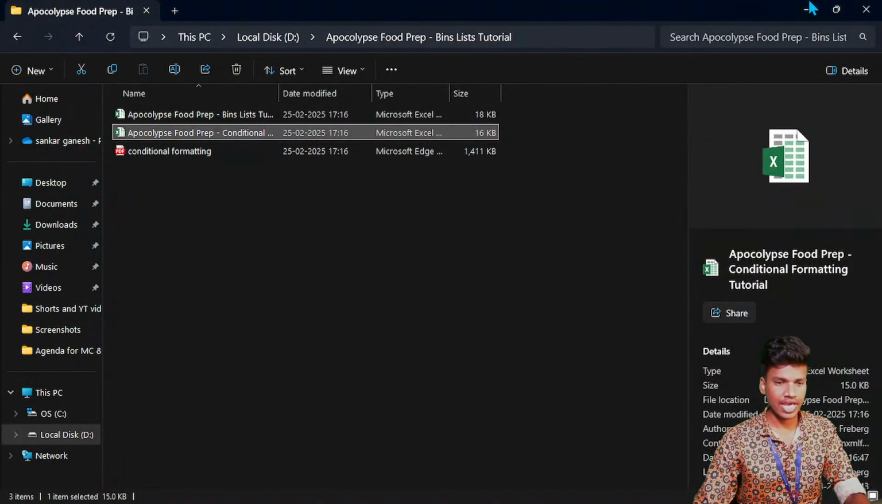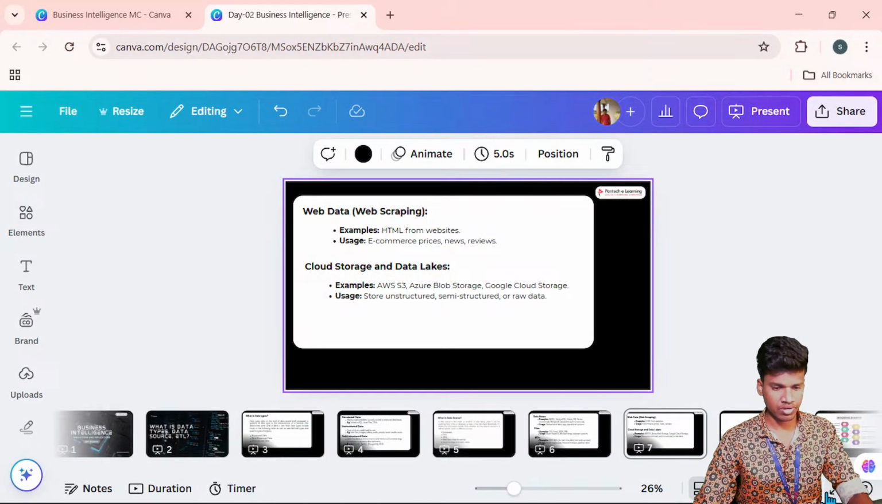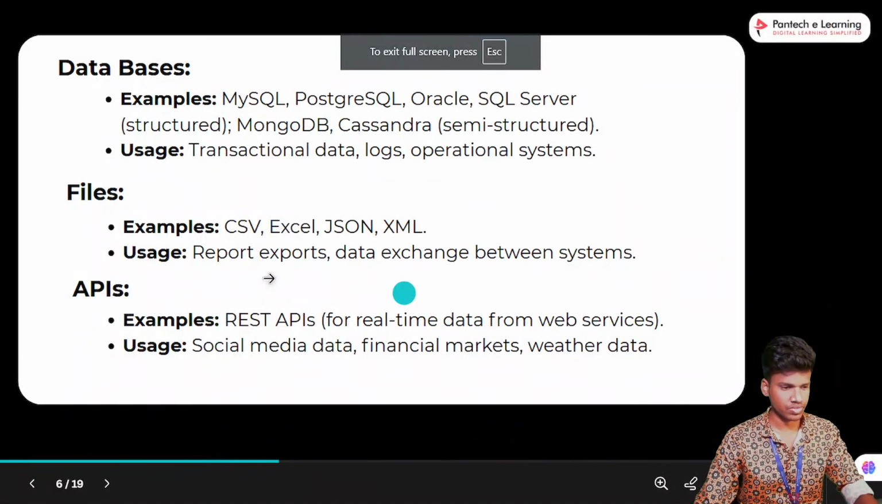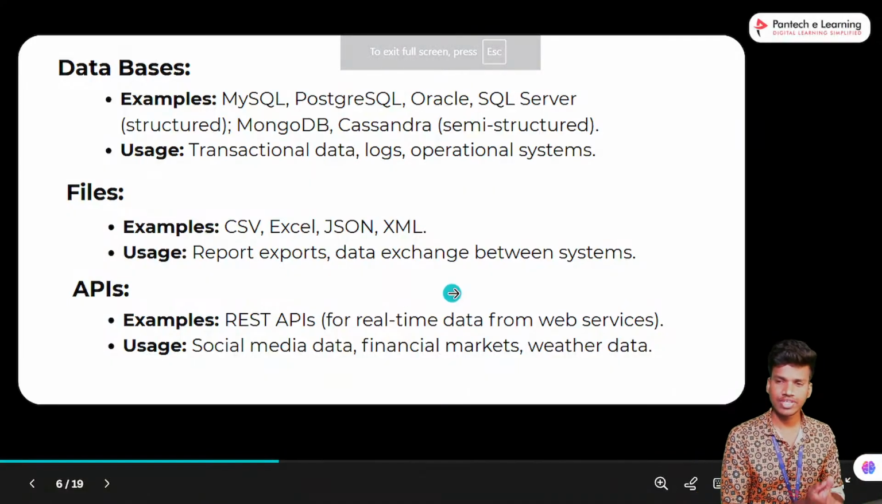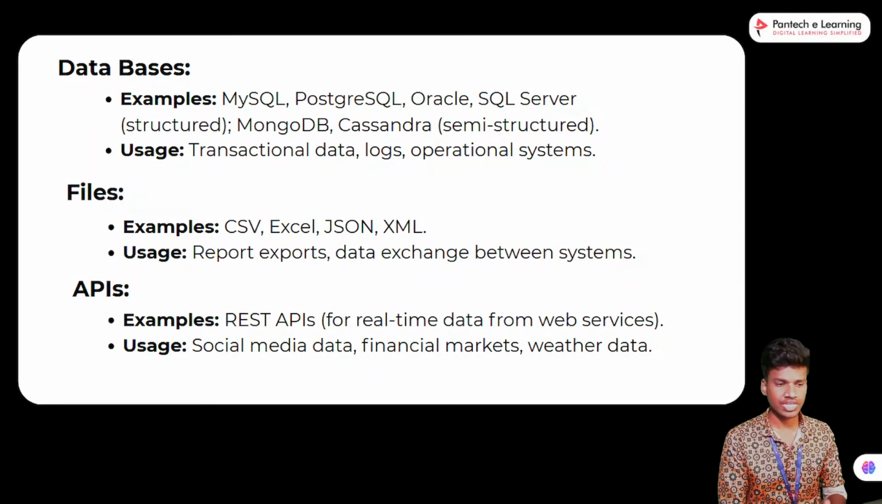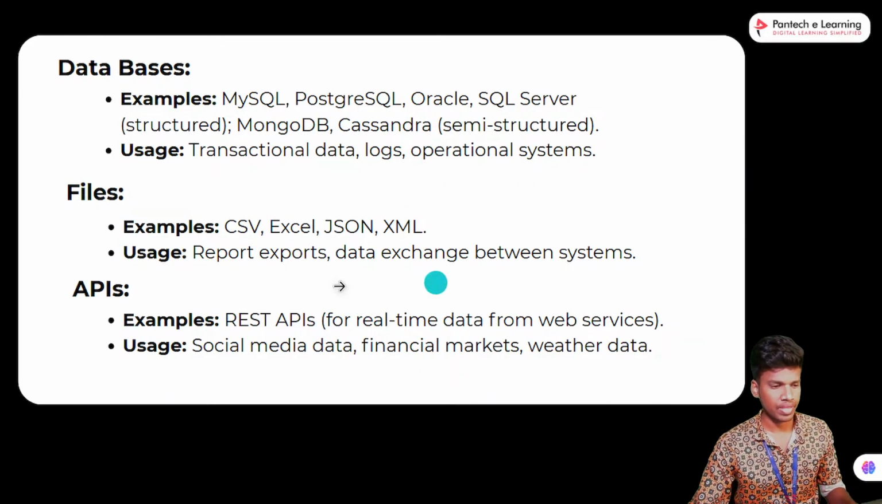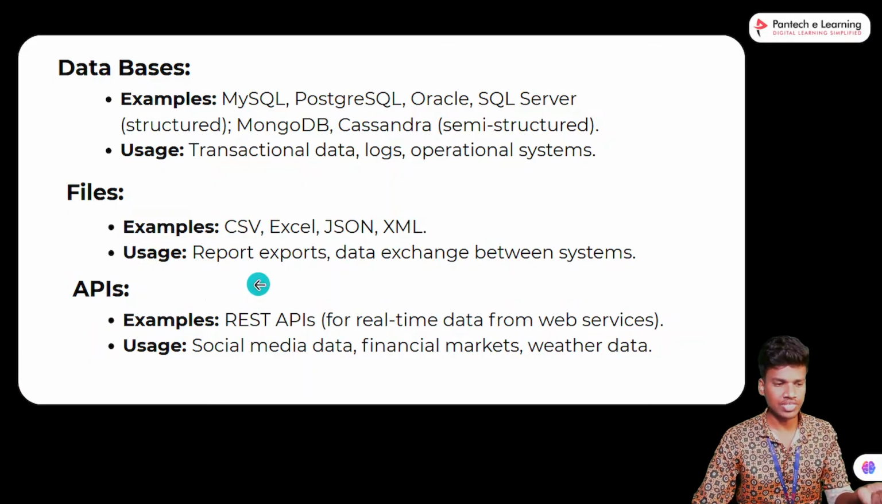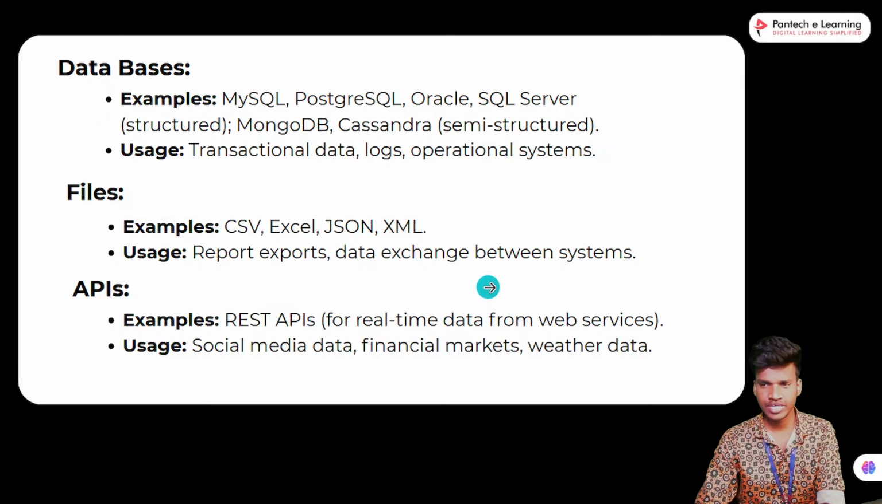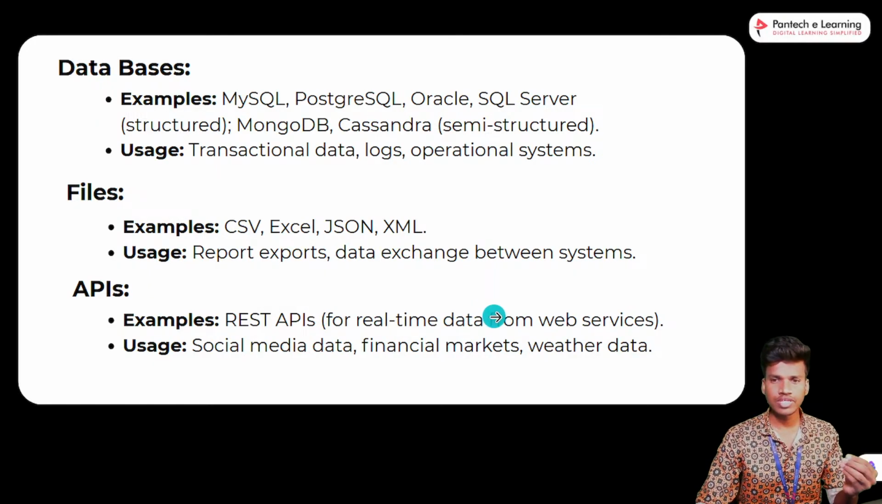So this Excel file is the example for these files. JSON files are also the same, and XML. CSV, comma separated values, is not much different between Excel and CSV. Both are similarly equal. Okay. So the usage of these particular files is report export, report creation, data creation, and also data exchange. This is how these kinds of files are used.